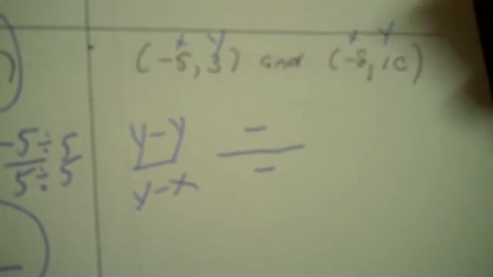Y minus y, x minus x. Now, compare the x's. Negative 5, negative 8. Negative 5 is bigger than, has a higher value than negative 8. So now my starting point's right there. That's your start. So 3 on top and negative 5 under it.